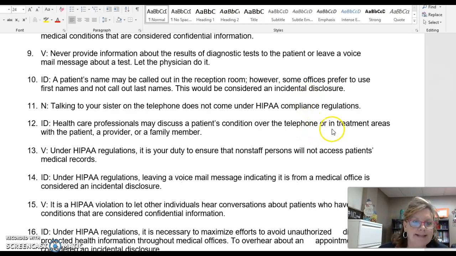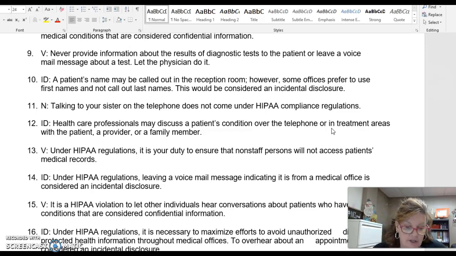Okay, number 10. You call out Fran O'Donnell's complete name in the waiting room where other patients are sitting. This is incidental. A patient's name may be called out in the reception room. However, some offices prefer to use just first names, not call out last names. This would be just an incidental disclosure.